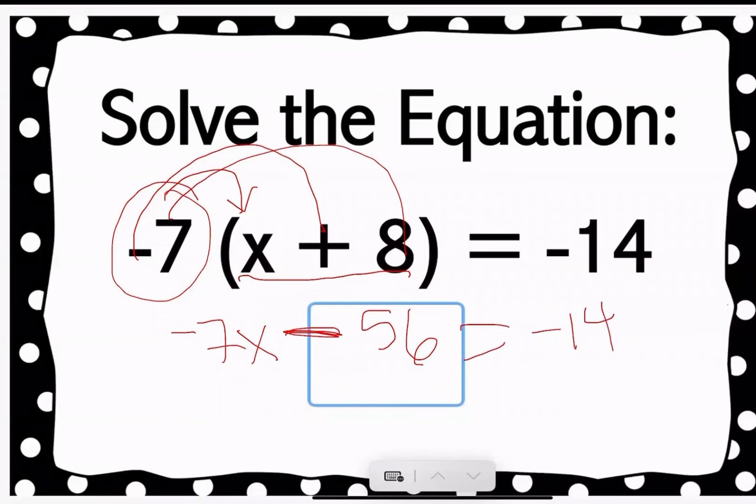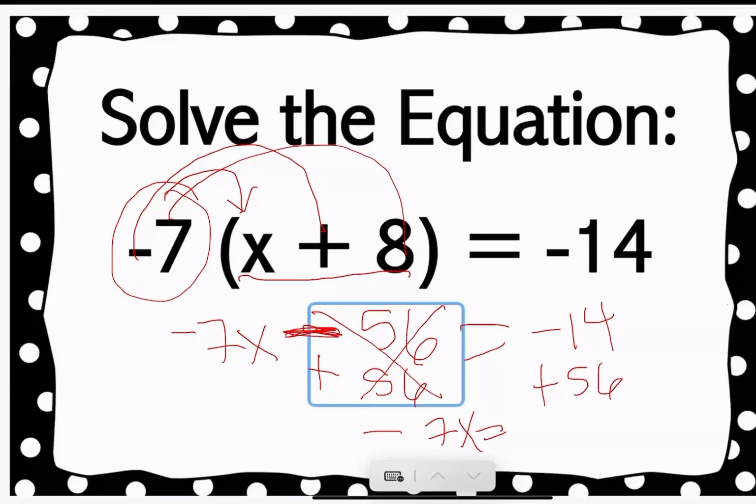Who's having the party? -14. Who's coming to the party? 56. It's minus, so to come is going to be plus. Right? 56 went to the party. -7x is still home. -14 plus 56. If I put it in the calculator, I'm going to get 42, right? If something costs $14 and I have $56, I'm going to have $42 left over.